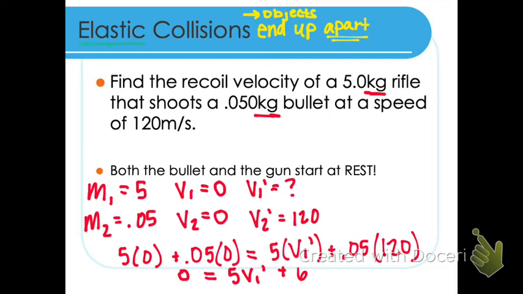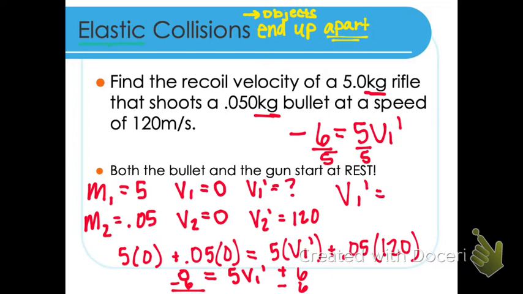Okay, so now how can I rearrange to solve for V1 prime? I'm going to subtract 6 to the other side. Now my equation is going to read negative 6 equals 5 V1 prime. And so I'll divide by 5. And my final velocity of my gun then is negative 1.2 meters per second.